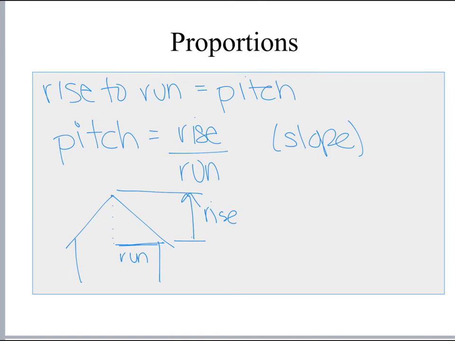So if the pitch of a roof is supposed to be 4 to 15 and the run is 30 feet, what should the rise be? If this is your question, you can figure out what the rise must be by creating a ratio. I'm going to do that. We know it's supposed to be 4 to 15.